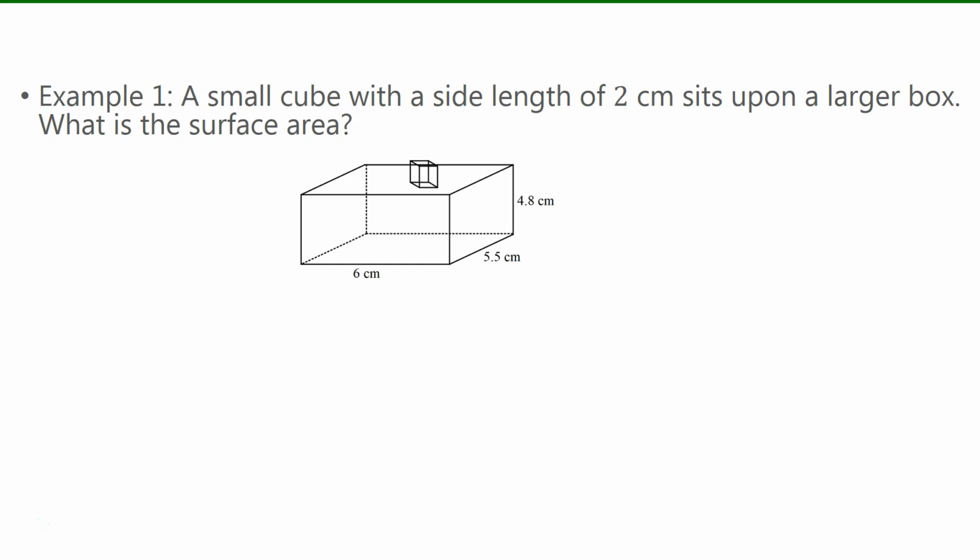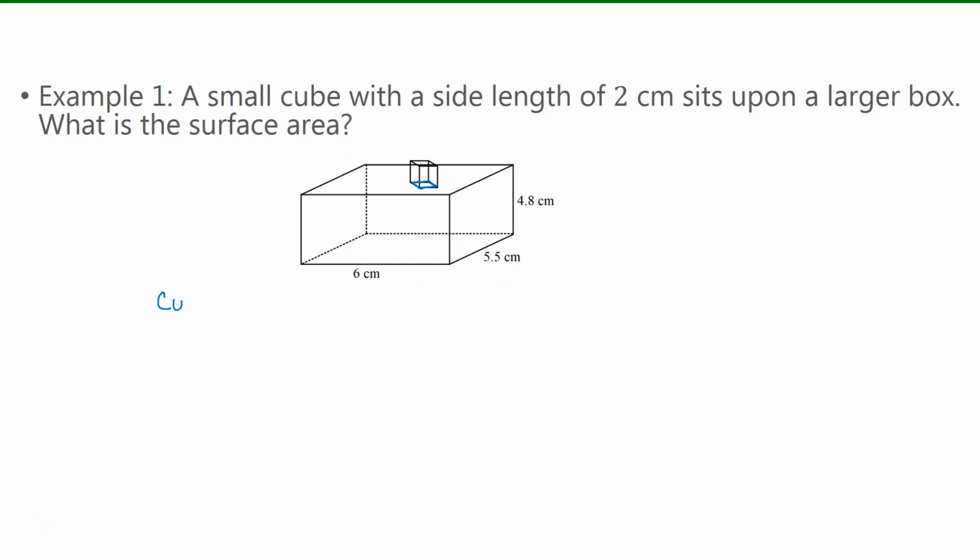Example 1, we have a small cube with a side length of 2 centimeters. It's sitting upon a larger box. We're asked for the surface area. Now the overlap here is the area where the two objects are touching, right here. For the cube, I can't see the bottom of it. And if I look at the top of the box, there's that small square that I can't see because the cube is there. So I need to keep that in mind when I calculate the surface area.